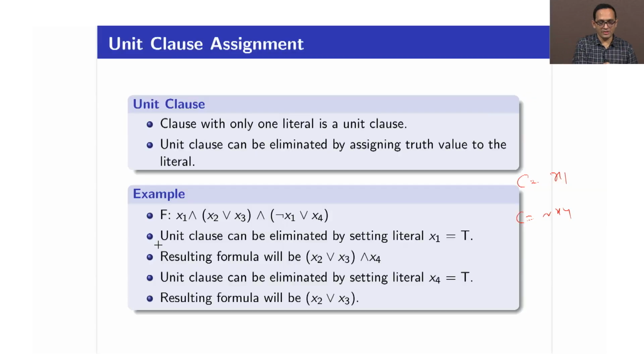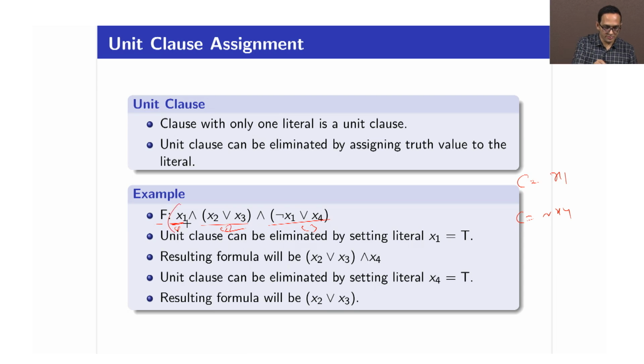So, if I have a unit clause, I can just remove it because the variable can take only one value. I will just assign that value to that variable and remove the clause, but it also has some advantages, right. Say for example, I have this formula C which has 3 clauses, right. The first clause is x1, the next one is this, and this is C3, right.